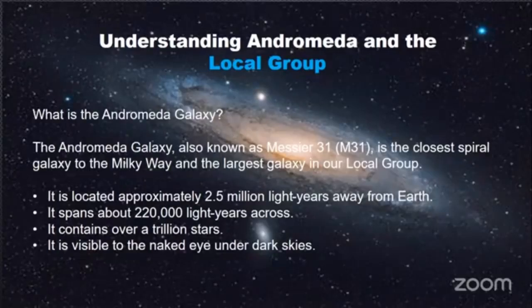Remember what I said? I said the closest spiral galaxy, not the closest galaxy, because many people, when you ask them what is the closest galaxy to our Milky Way galaxy, will say it is Andromeda. But in fact, it is not Andromeda. We have other galaxies that are closer to us than the Andromeda galaxy. But the Andromeda galaxy is the closest spiral galaxy to us, and I'm going to explain that in a few moments. It is located about 2.5 million light years away from Earth. I'm going to elaborate on that in the future.